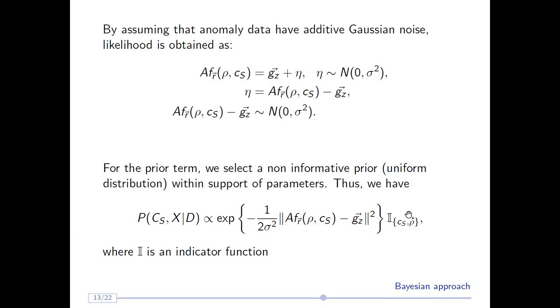That is considered here as an indicator function. So every shape that has self-intersections will be considered as out of support and will not be useful. Okay, yes, this is our formulation.